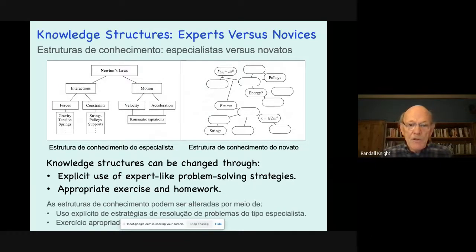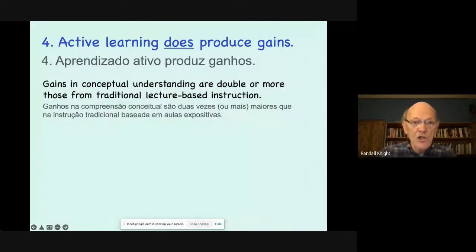Now, of course, knowledge structures can be changed, and that's what we want students to be doing as they take our physics classes, but it's not an easy or quick process to change knowledge structures. I'll come back to some of these things a little bit later, but using expert-like problem-solving strategies, giving them appropriate types of exercises and homeworks where they're not just kind of spinning their wheels, all those things slowly but surely can help students change their knowledge structure.